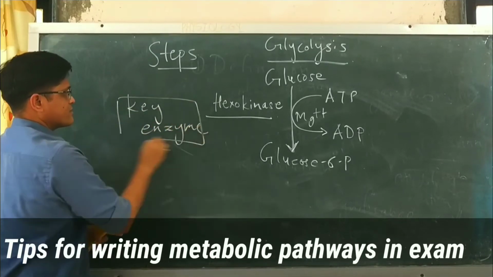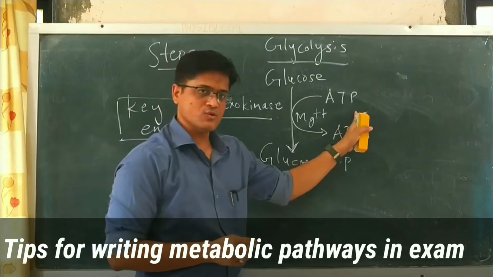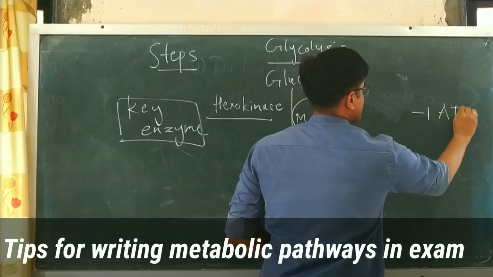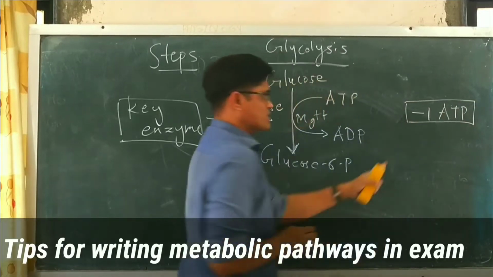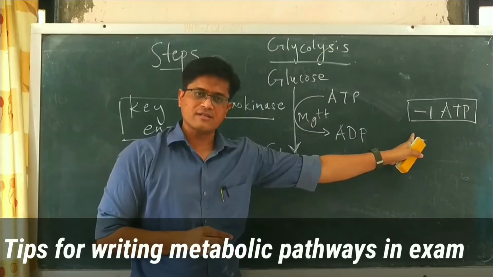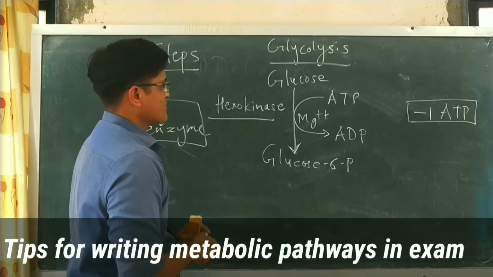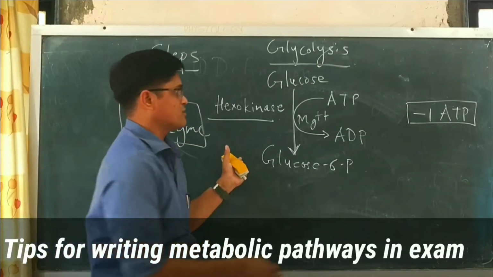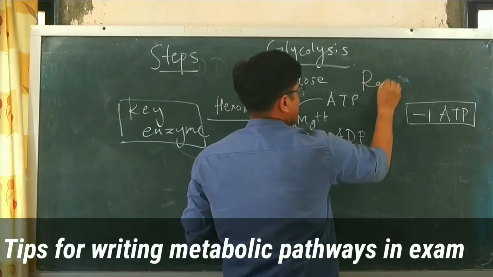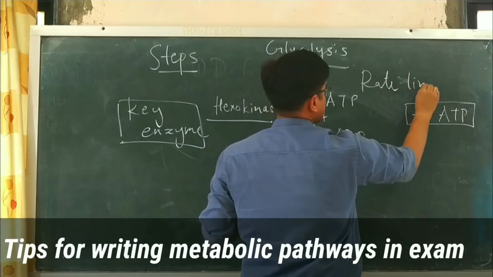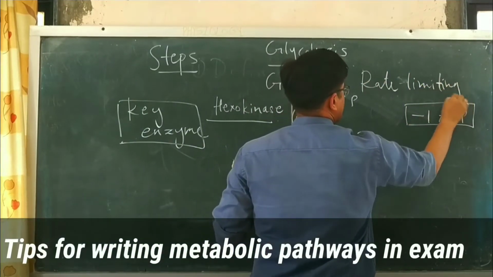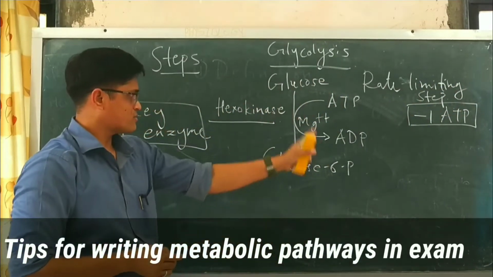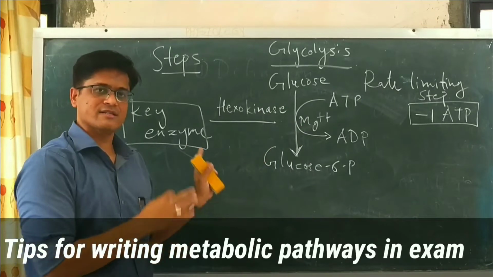Okay, like that. One ATP is used, so you should mention like -1 ATP. This will help you to calculate the energetics easily at the end. And if this is a rate limiting step of the pathway, you should mention rate limiting step. Okay, so this is important. This much thing you should mention in the reaction itself.